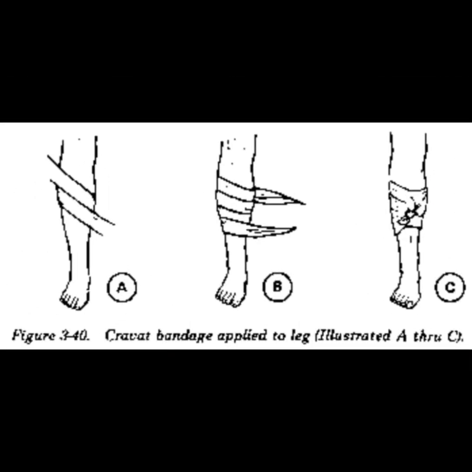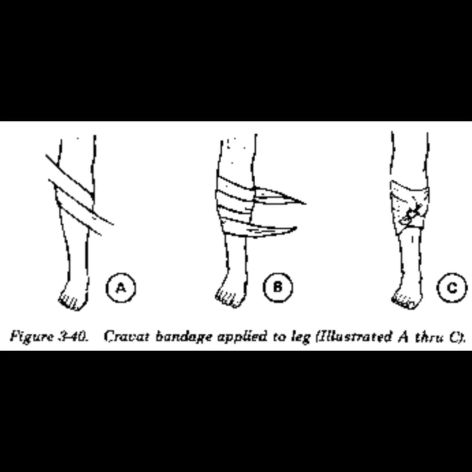Leg, upper and lower bandage. 1. Place the center of the cravat over the dressing. 2. Take one end around and up the leg in a spiral motion and the other end around and down the leg in a spiral motion, overlapping part of each preceding turn. 3. Bring both ends together and tie them with a non-slip knot.